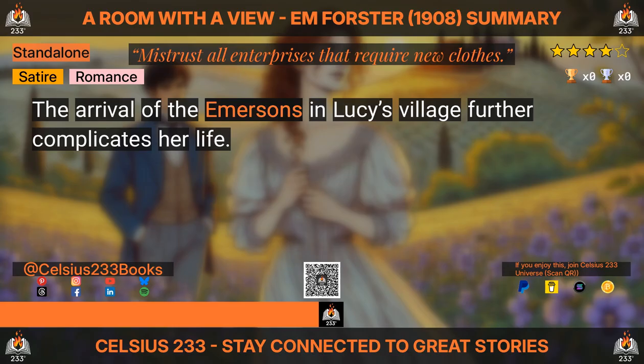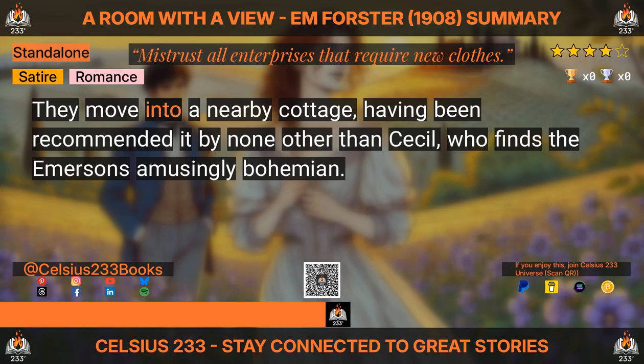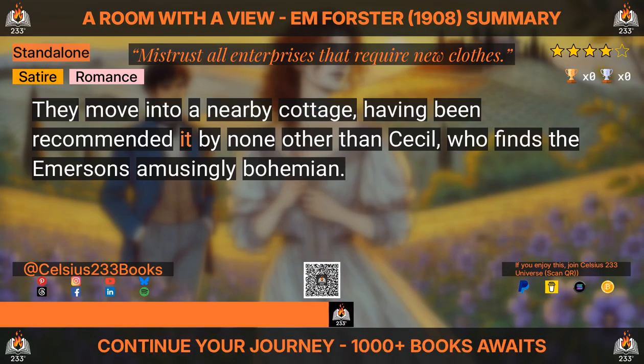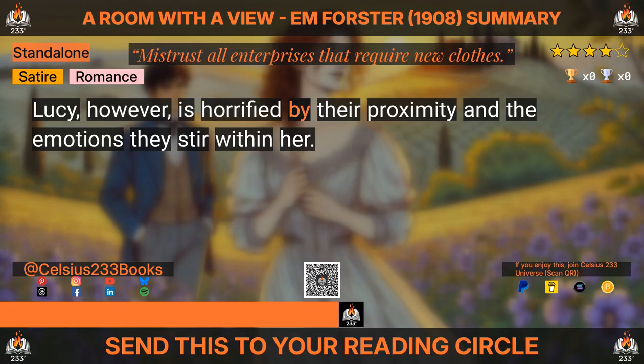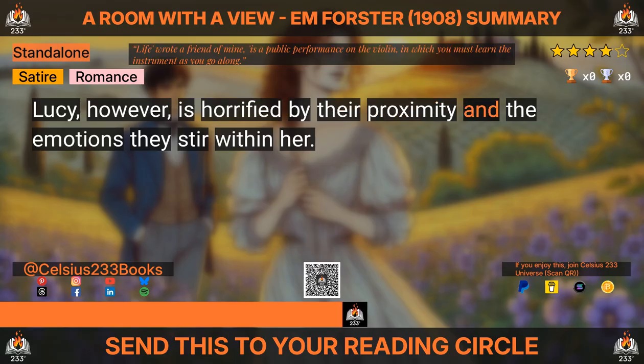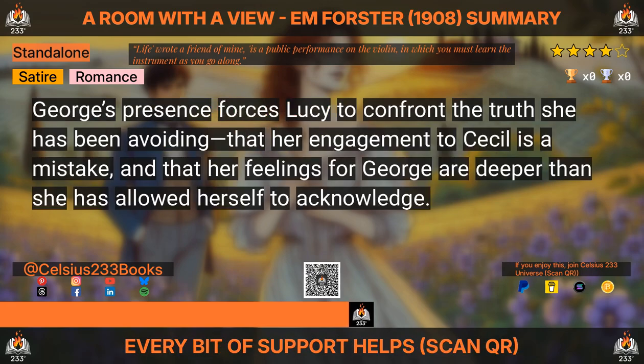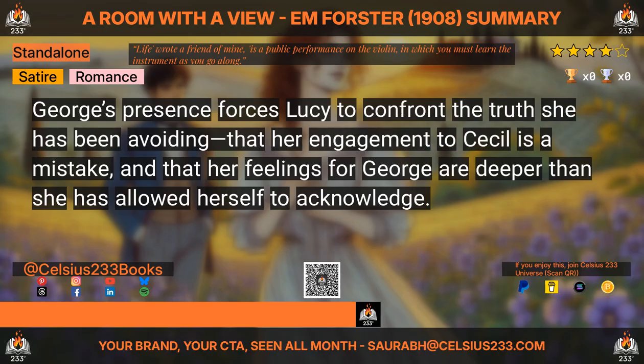The arrival of the Emersons in Lucy's village further complicates her life. They move into a nearby cottage, having been recommended it by none other than Cecil, who finds the Emersons amusingly bohemian. Lucy, however, is horrified by their proximity and the emotions they stir within her. George's presence forces Lucy to confront the truth she has been avoiding, that her engagement to Cecil is a mistake, and that her feelings for George are deeper than she has allowed herself to acknowledge.